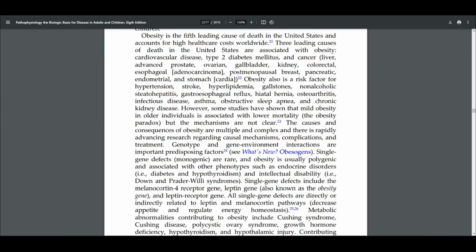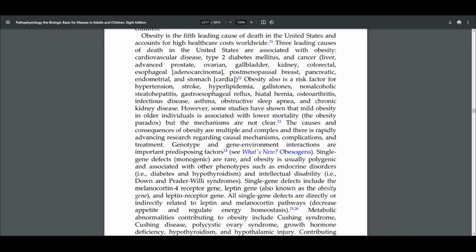Obesity is the fifth leading cause of death in the US and accounts for high healthcare costs worldwide. Three leading causes of death in the United States are associated with obesity: cardiovascular disease, type 2 diabetes, and cancer, usually of the liver, prostate, ovary, gallbladder, kidney, colorectum, esophagus, postmenopausal breast, pancreas, endometrium, and stomach.